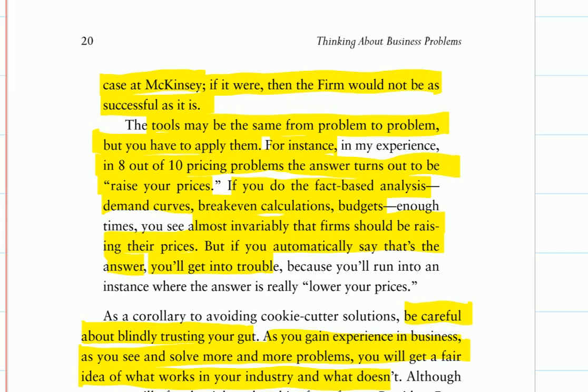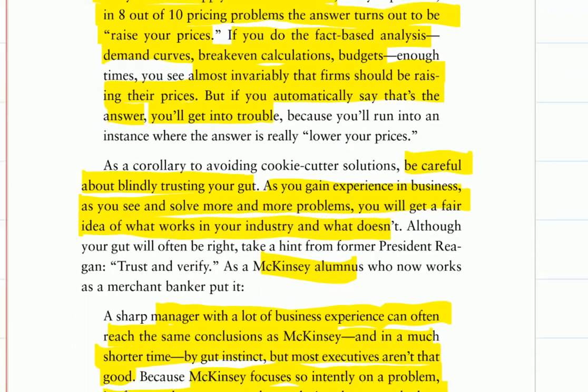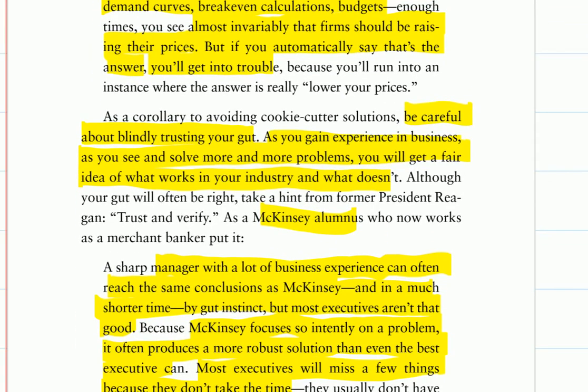But that feeling is something you get after a lot of experience. If you do all the fact-based analysis, demand curves, break even, then you will actually know what the recommendation is. Mostly it will be that the prices should be increased. But if you say the prices should be increased without doing this exercise, and actually the prices should be decreased, then you will be in trouble. So the author says, be careful about blindly trusting your gut.